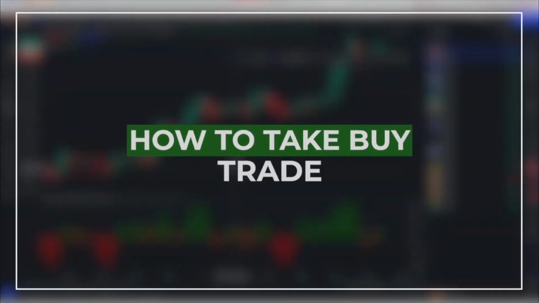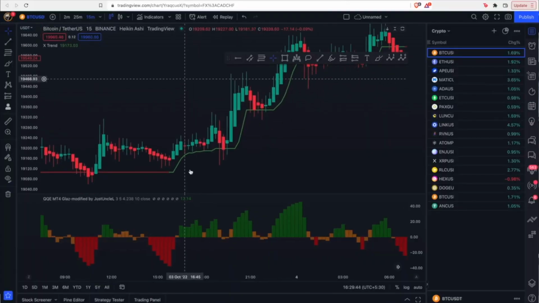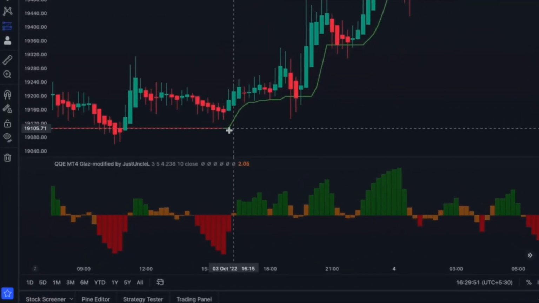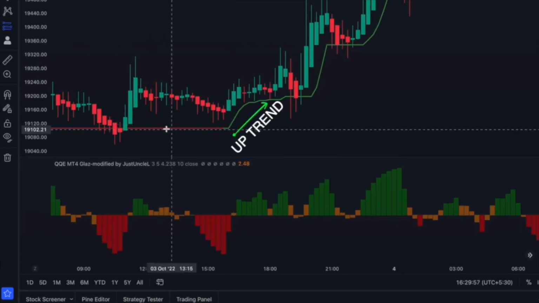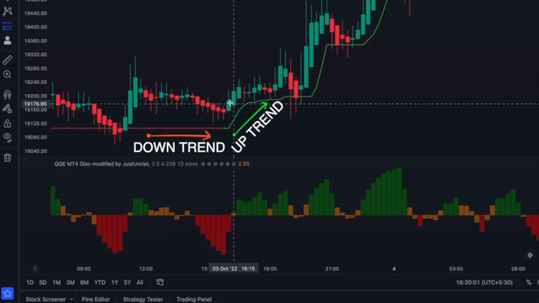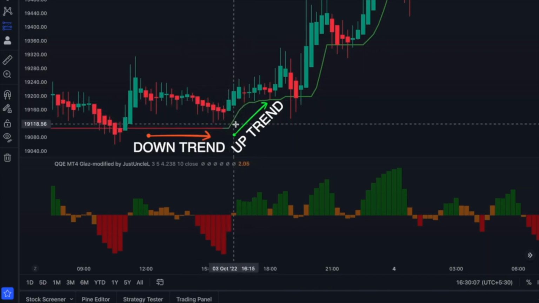Now let's see how to take a buy entry with this strategy. To open a buy trade, first you need to check the trend of the market using the trend indicator over here. Whenever you see the indicator is forming a green line, it means that we are in an uptrend or a bullish trend. And whenever the indicator creates a red line, that means the market is bearish. So to open a buy trade, first see if the green line is being formed. If that is the case, we have our first confirmation for a buy trade.